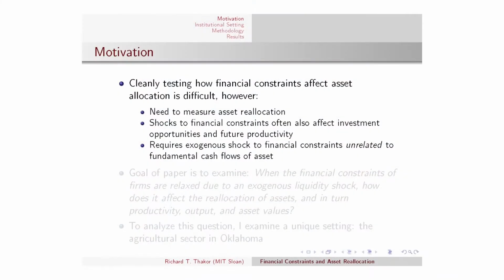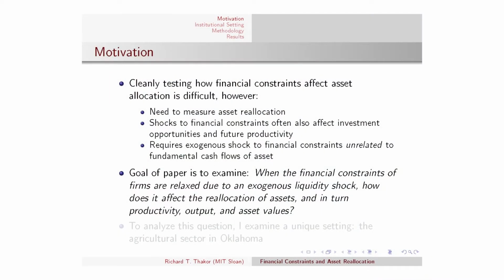Now, despite the importance of this channel, cleanly testing this effect is difficult, and it's difficult for a few different reasons. The first is that one needs to measure asset reallocation, which is often difficult due to data set limitations. The second is that shocks to financial constraints are often also related to future investment opportunities or productivity of firms themselves. So in order to cleanly test this sort of channel, one needs an exogenous shock to financial constraints that's unrelated to the fundamental cash flows of the asset itself.